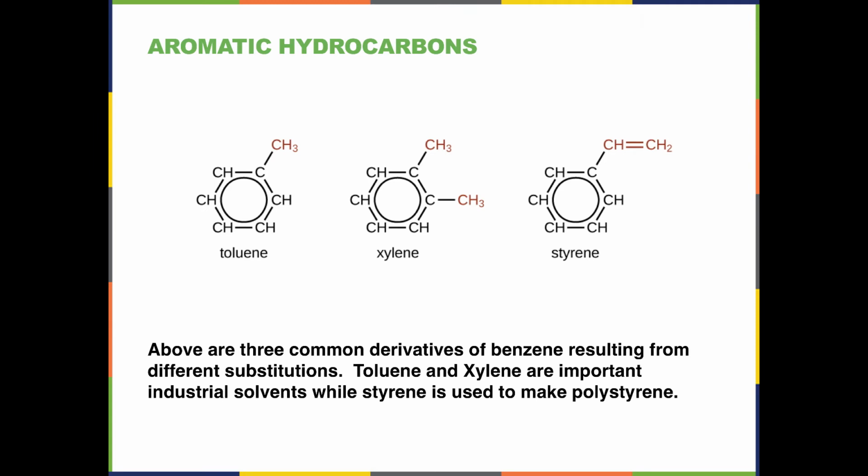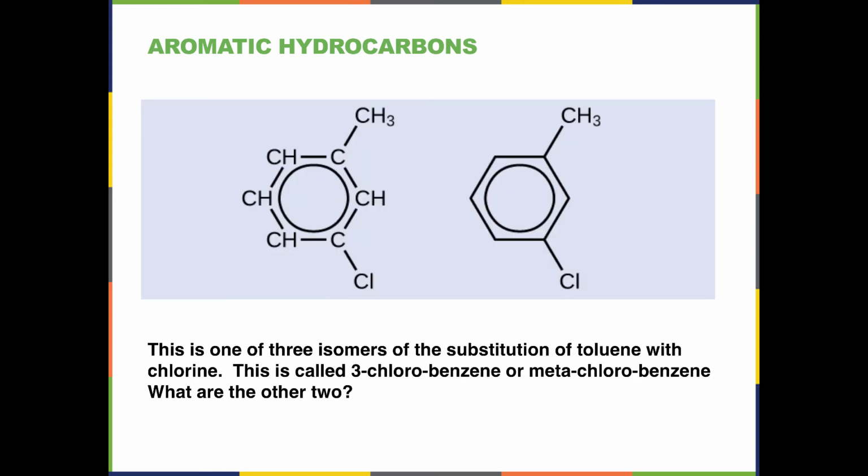Now there are other compounds that are made from benzene, and the important ones are shown on this side. On the left, you have a single methyl group off to the side, and that's called toluene. The second one has 2 methyl groups right beside each other, and that's called xylene. And then on the right is an ethyl group with a double bond, and that's called styrene. And the reason I bring that up is something known as polystyrene, which is an important compound used in plastic.